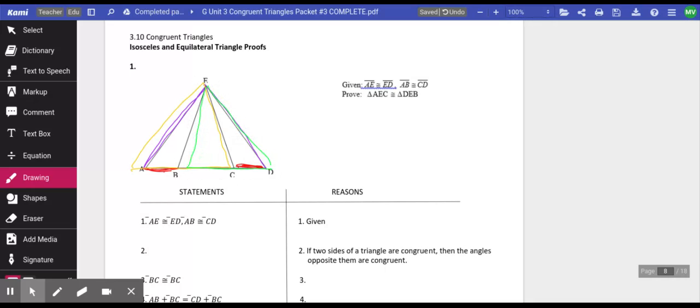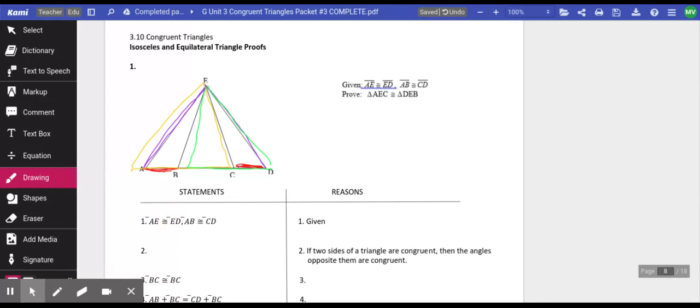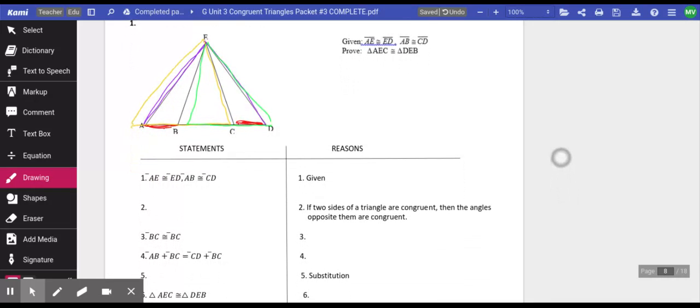So we have a fill in the blank proof here. So that means I've done most of it for you. You just got to fill in what's missing. So our first reason says if two sides of a triangle are congruent, then the angles opposite are congruent. So that's our isosceles triangle there. Well, we knew that AE was congruent to ED. So the angles that are across from those are angle D and angle A.